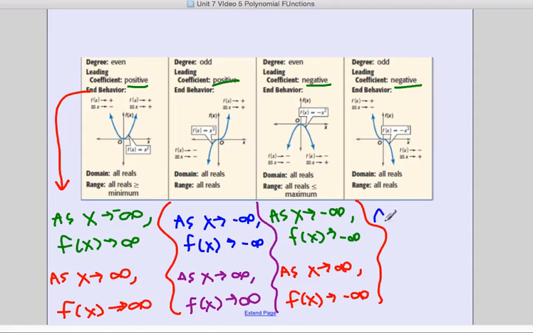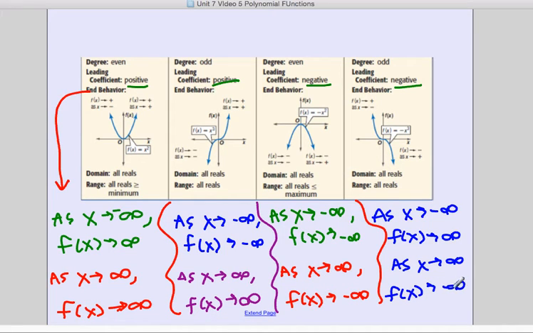Last one to look at here. So as x goes to negative infinity, so to the left, my y values are going up and up and up, so f of x goes to infinity. And as x goes to positive infinity, as I look to the right, my y values are going down, so f of x is going to negative infinity. So this is all end behavior for each one of those graphs, because you're going to be asked to do end behavior today, so you want to make sure you understand that.